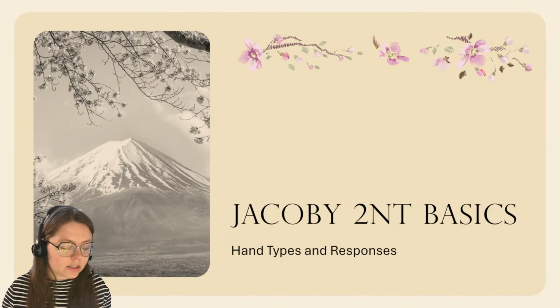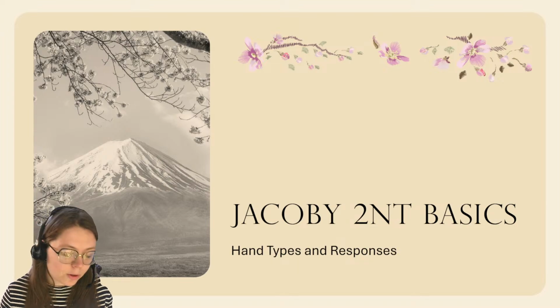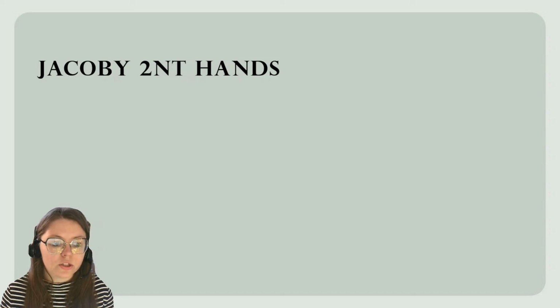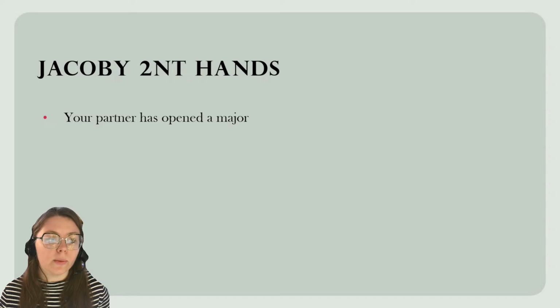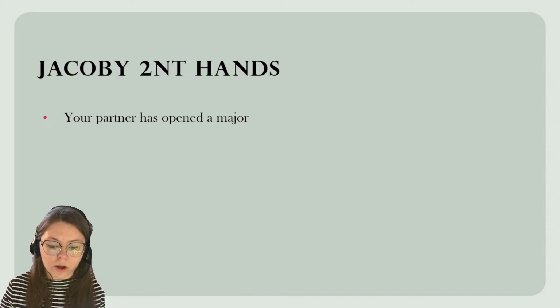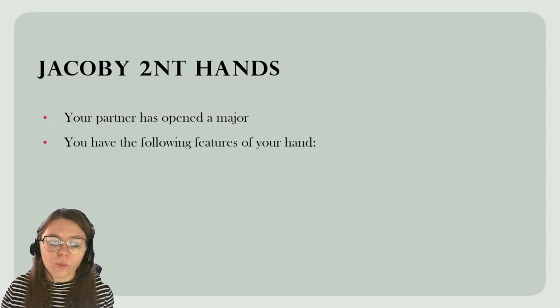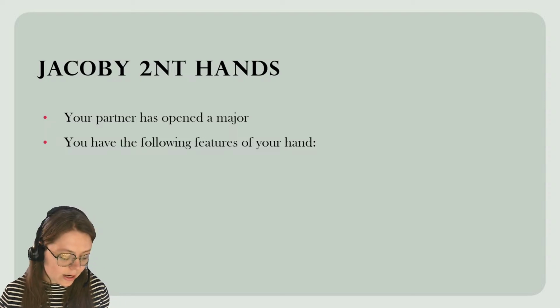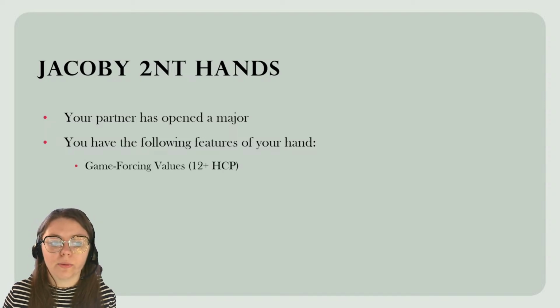So what are the hand types that we are looking for as responder? And then how is opener supposed to handle that? So what hands will bid Jacoby 2 no trump? Well, first and foremost, your partner has to have opened a major, 1 heart or 1 spade. So they opened one of those 2 suits. The next thing is that we have the following features in our hand. So we have game forcing values, at least 12 high card points.